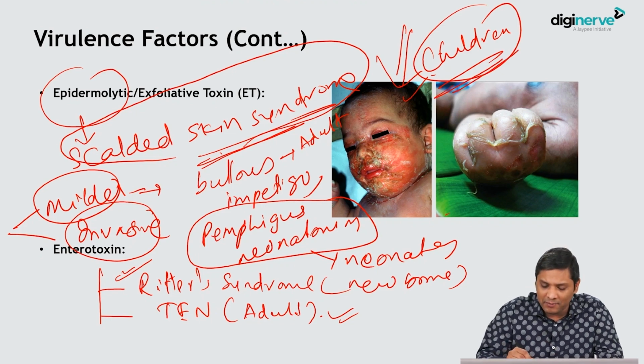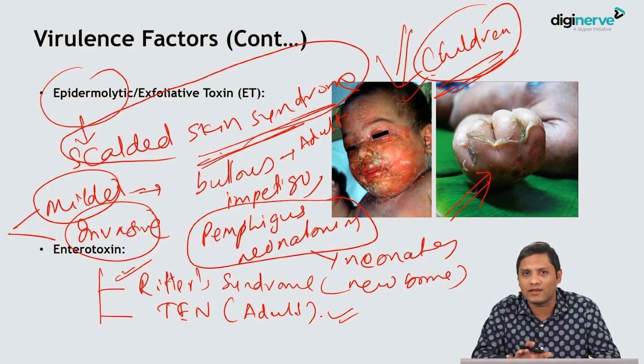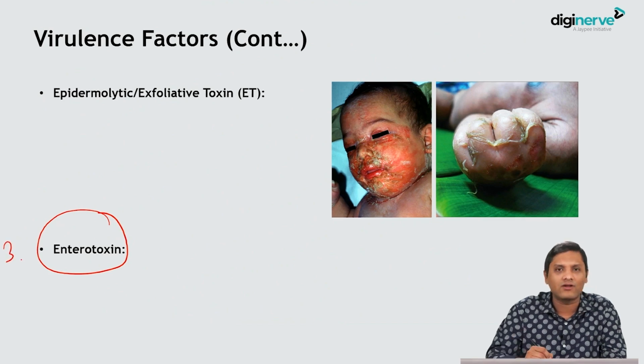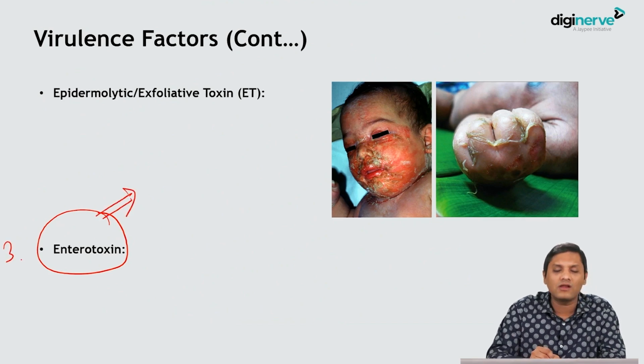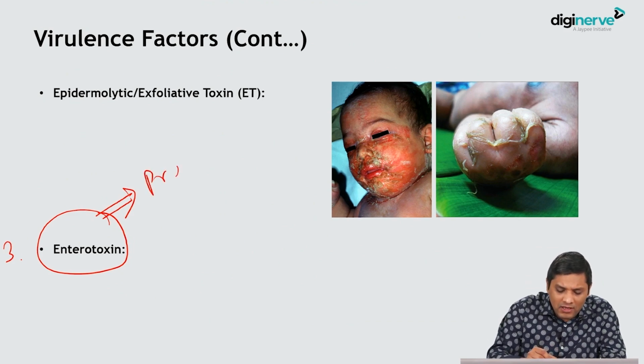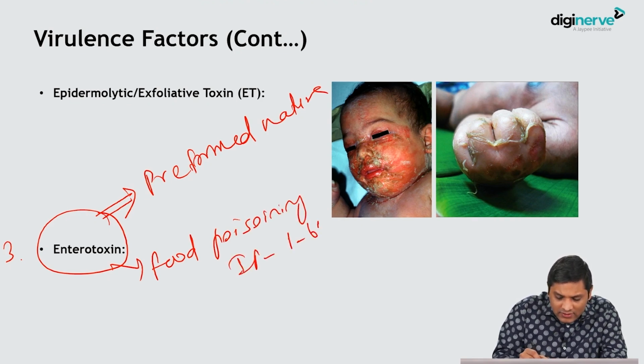Okay, where the skin peels off, which is called a positive Nikolsky sign. Now the third toxin is enterotoxin. Staphylococcal enterotoxin has a characteristic property of being preformed in nature. So it causes food poisoning, which has an incubation period of 1 to 6 hours.